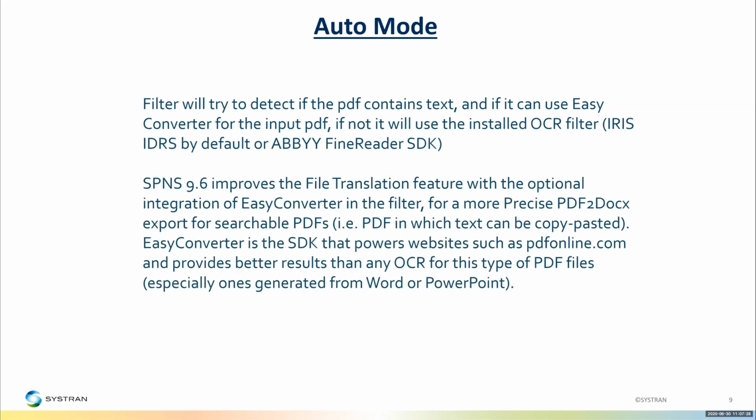And this auto mode, which I wanted to talk about, is the filter that will try to detect if the PDF contains text and if it can use the easy converter with the input PDF file. If not, it's going to use the installed OCR filter. By the way, OCR comes with Iris, or you have an option to adopt the ABBYY FineReader SDK. So let's jump into the use cases and see the capabilities on a few of the PDF documents.